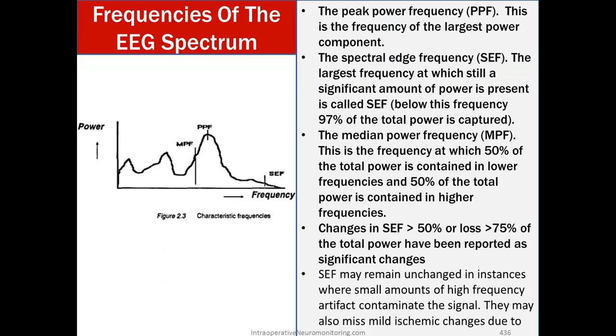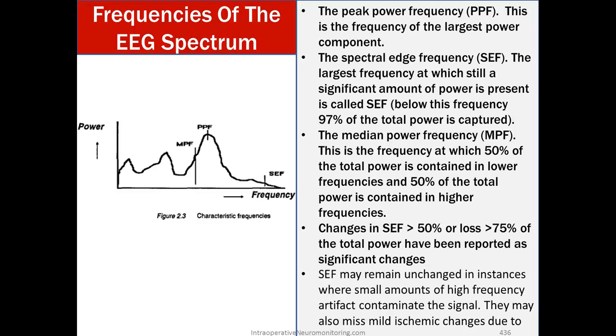Frequency of the EEG spectrum: the peak power frequency. This is the frequency of the largest power component. The spectral edge frequency, this is the one that most people use, the largest frequency at which a significant amount of power is present is called the spectral edge frequency. Below this frequency, 97% of the total power is captured, so it kind of gets rid of that last 3%. The median power frequency is the frequency at which 50% of the total power is contained in lower frequencies and 50% of the power is contained in higher frequencies.